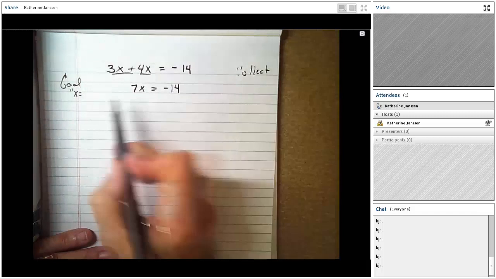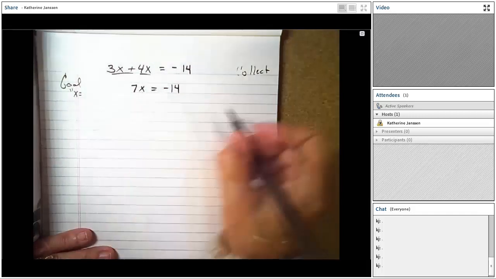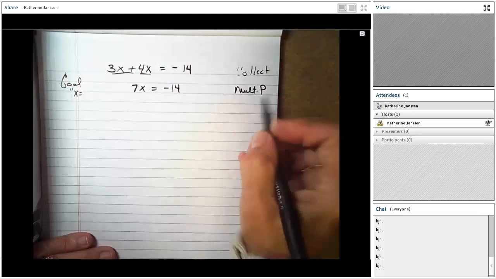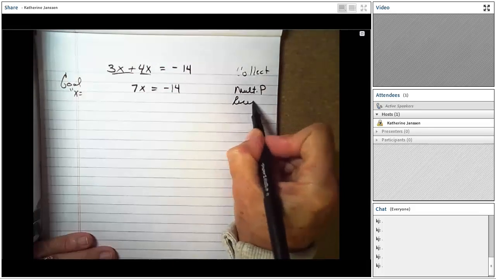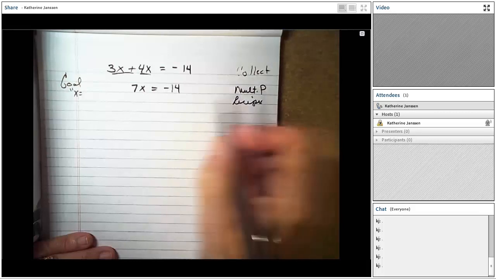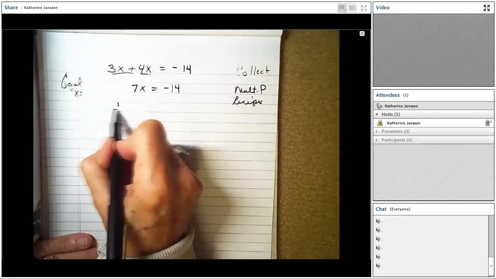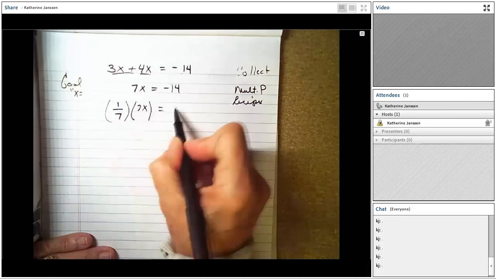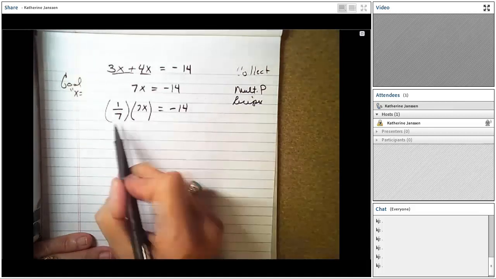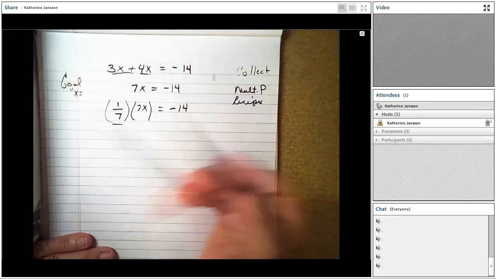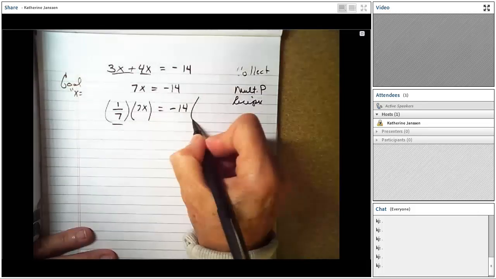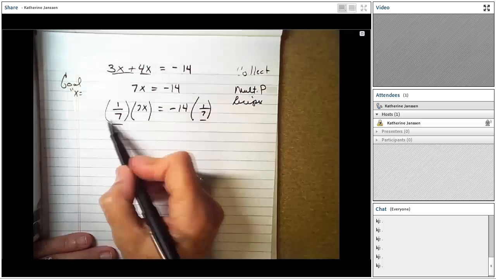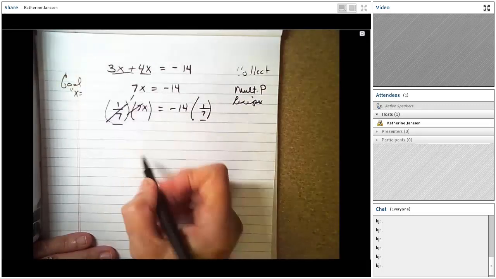We're getting close. We've isolated our x term, but we need to unwrap it. It's tied up with multiplication, so we'll multiply by the reciprocal. The reciprocal of 7 is 1 over 7, and we keep the sign. But if I multiply one side of the equation by something, I'll have to multiply by the same thing on the other side of the equation. 7 times its reciprocal goes to 1. 1 times x is x equals.